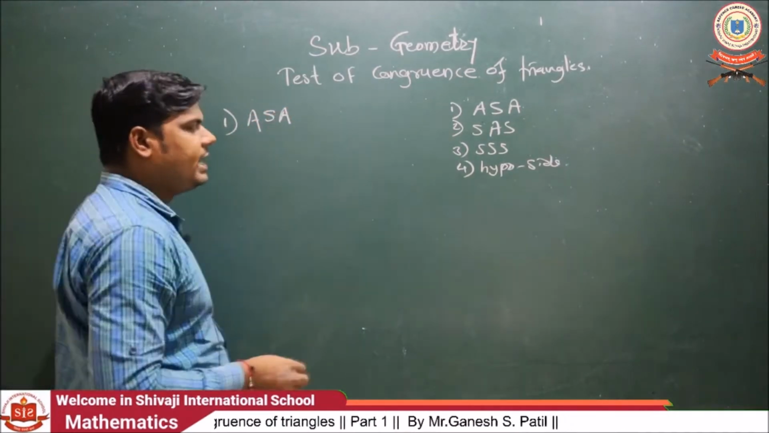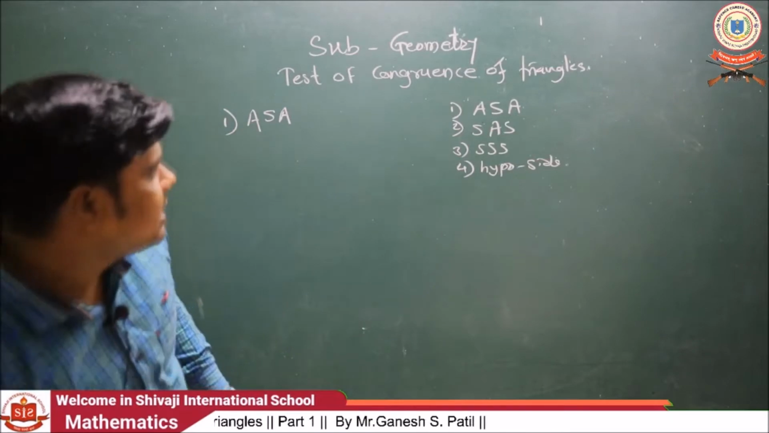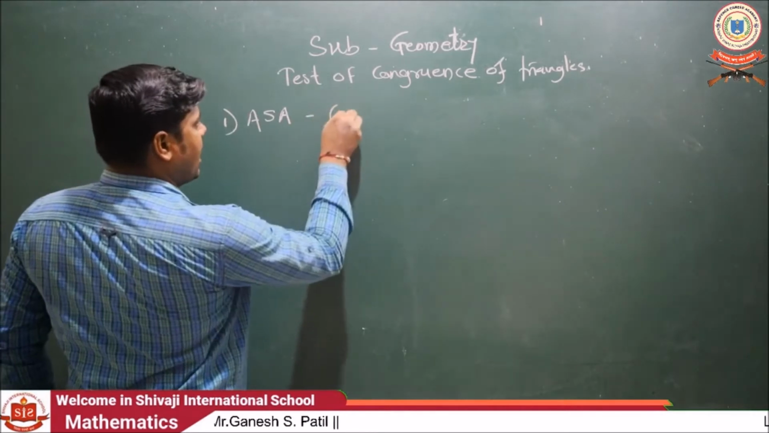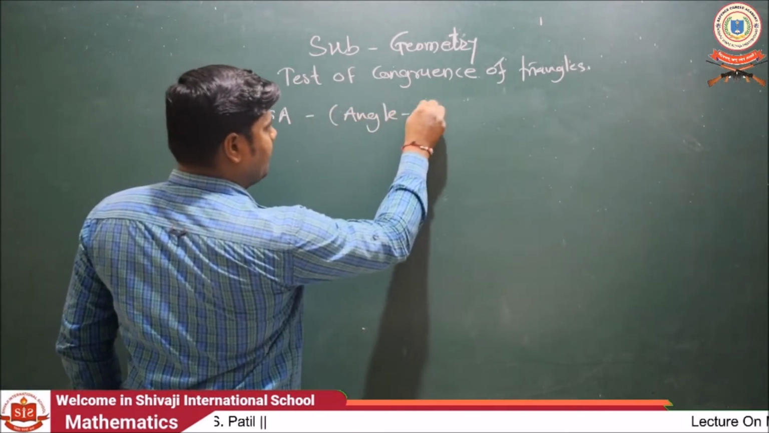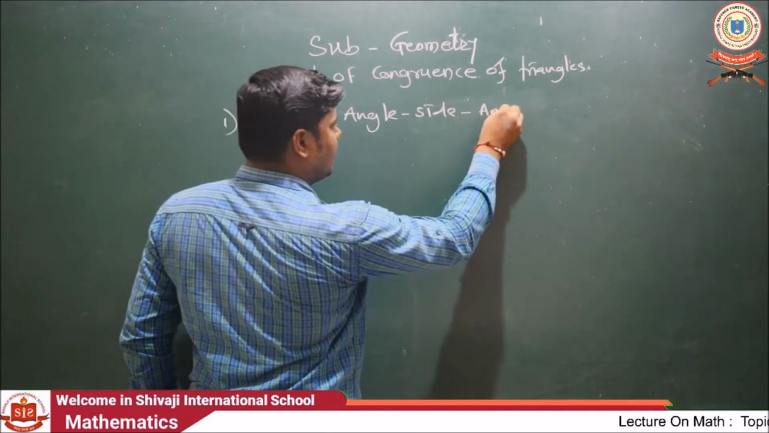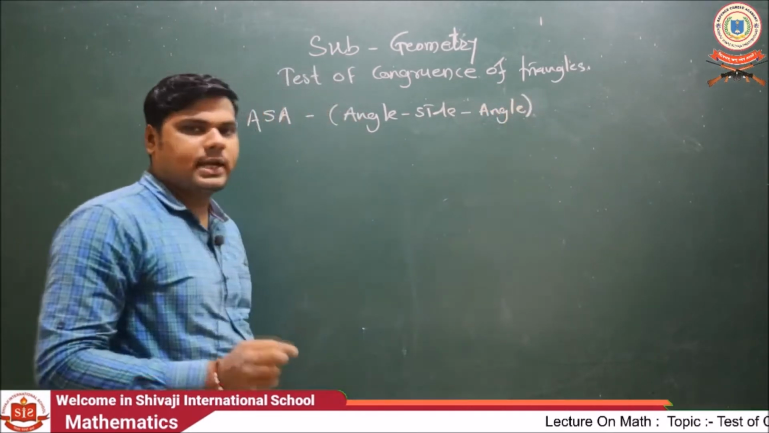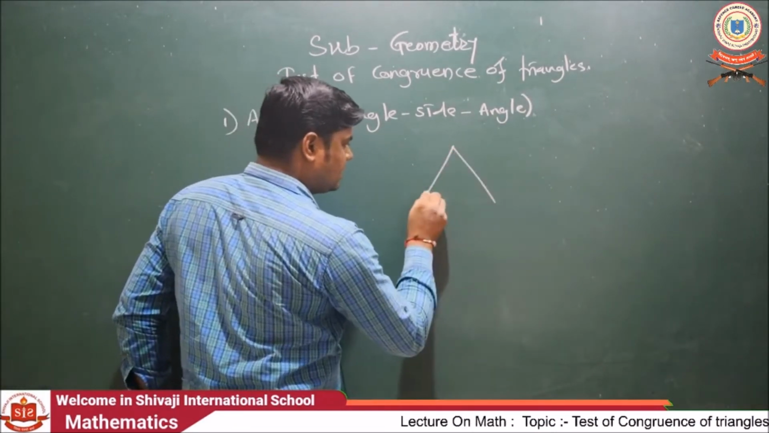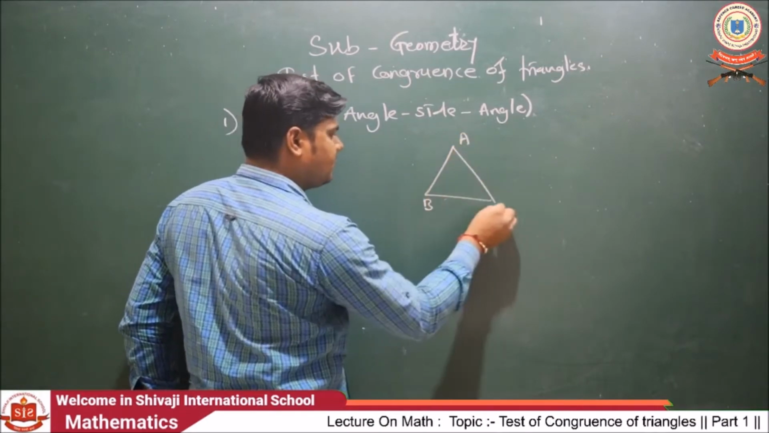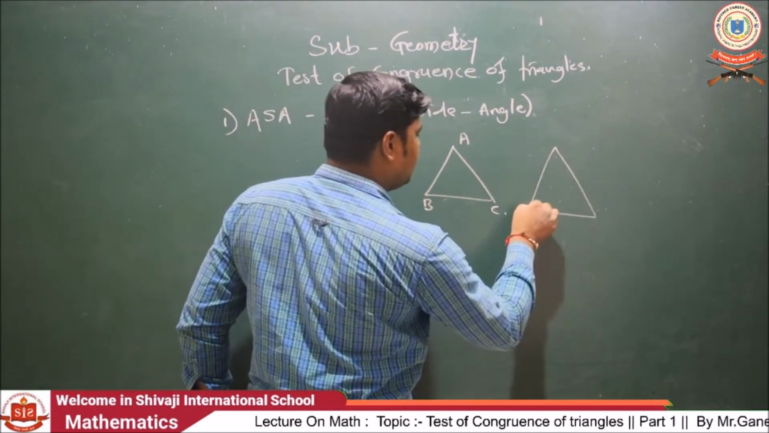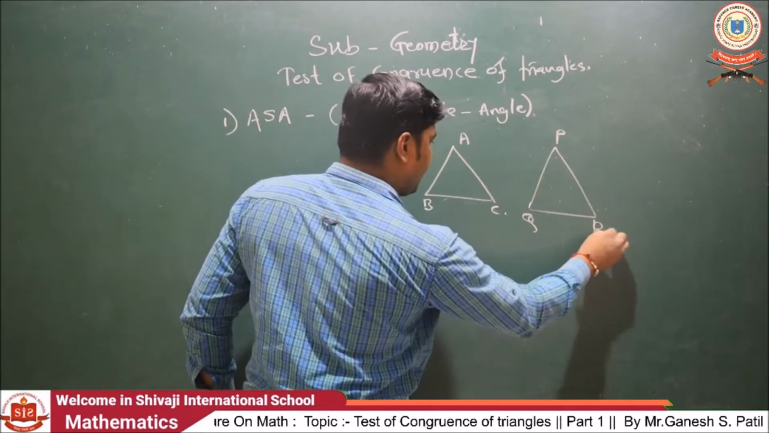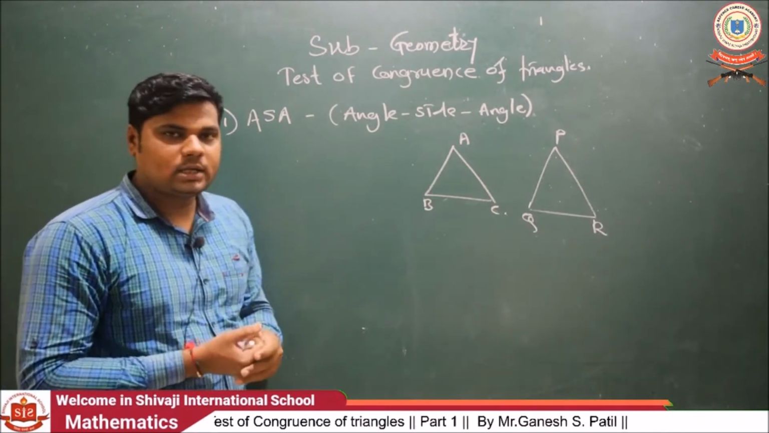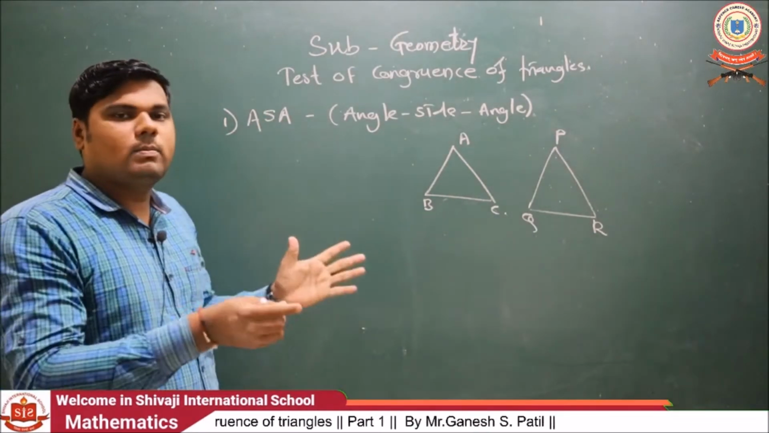ASA test. ASA test means angle side angle test. So what is the angle side angle test? Now see here the two triangles. Suppose triangle ABC and another triangle PQR. Then angle side angle means the important point here is that the side is included between both the angles.